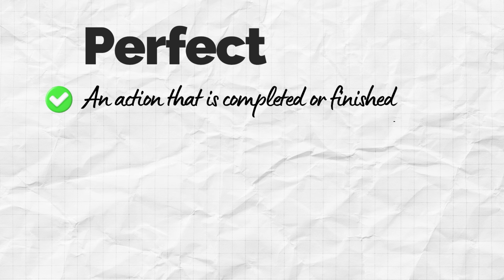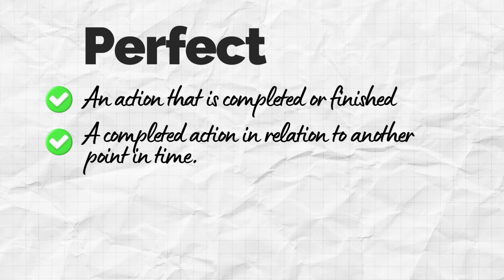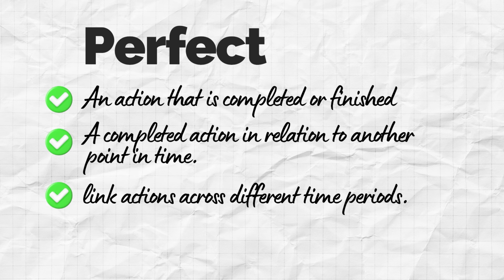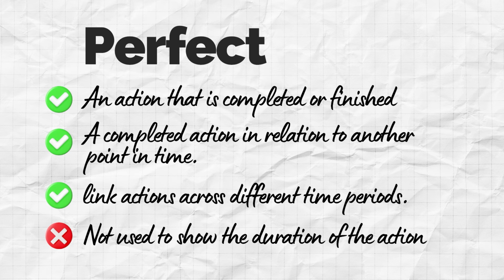The word perfect shows us that an action is completed in relation to another point in time. Perfect tenses are mainly used to link actions across different time periods. We do not use perfect tenses to show the duration of the action. The focus is on the completion of the action. I hope you got it.